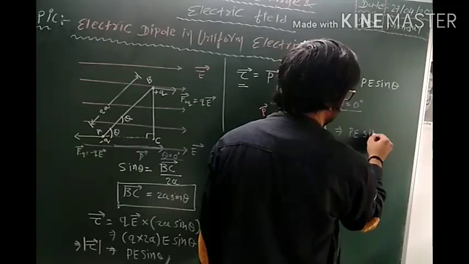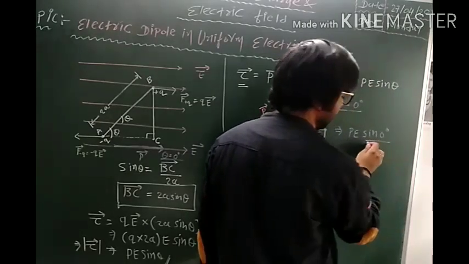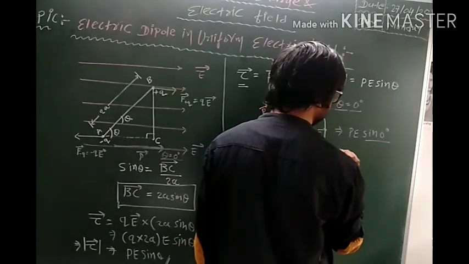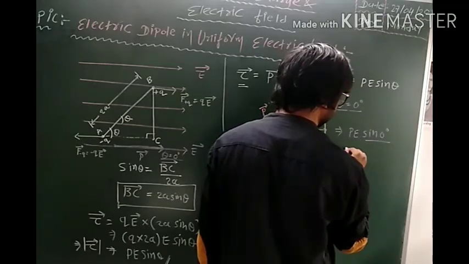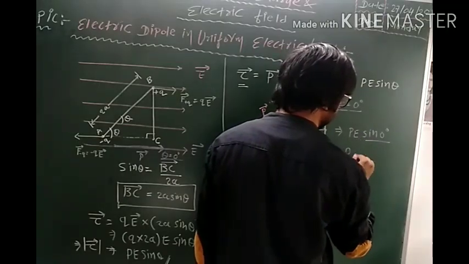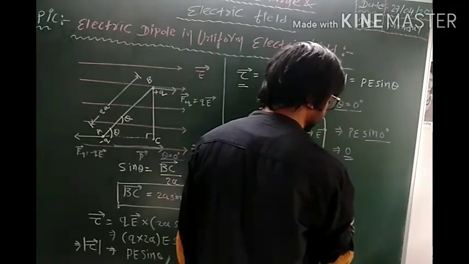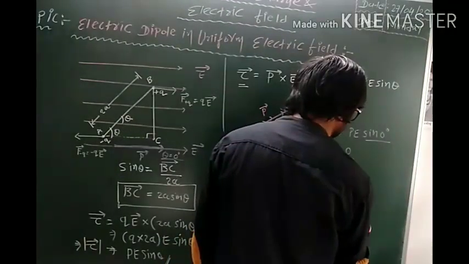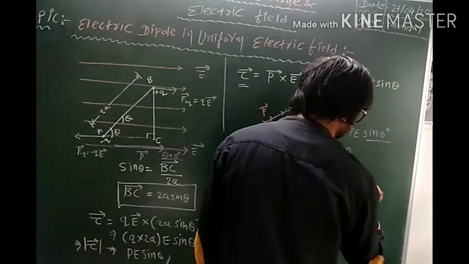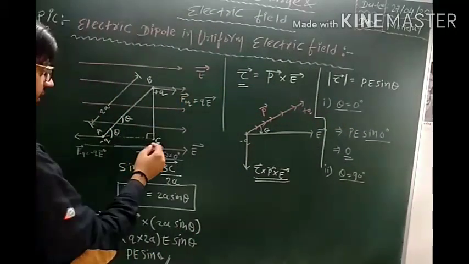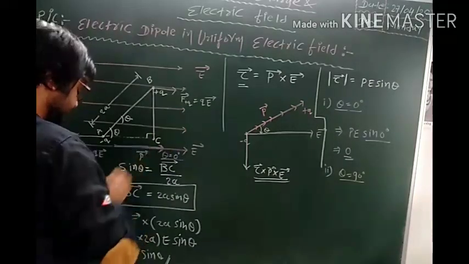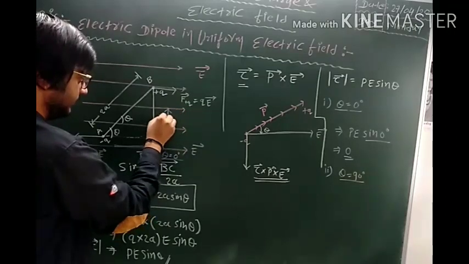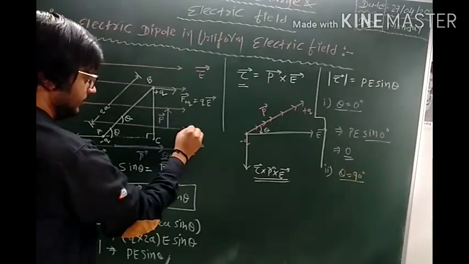So we get pE sin 0 degree. We already noted what sin 0 is, that is 0. So we get 0 here. Now in the second case, we take theta equal to 90 degree. In theta equal to 90 degree, our dipole is perpendicular to the electric field.